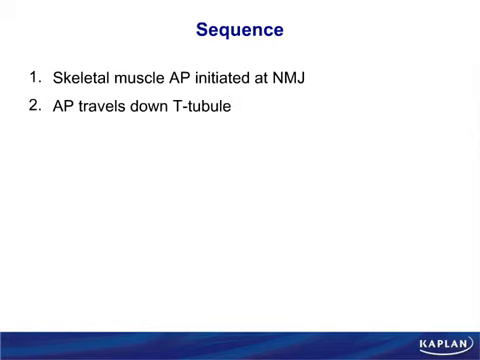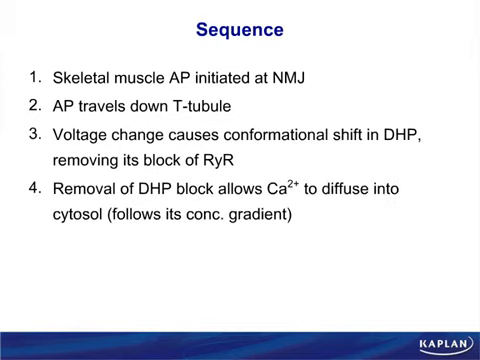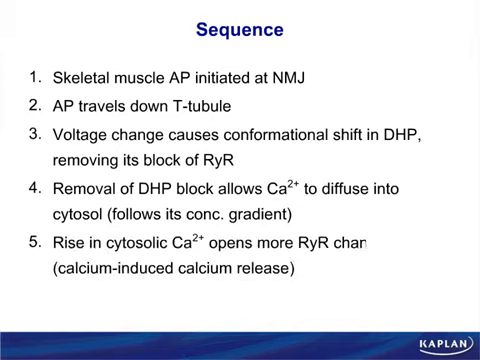This action potential travels down the T-tubule, and this voltage change causes this conformational shift in DHP. Again, DHP is behaving as a voltage sensor. This pops the cork on our champagne bottle. In other words, we remove the block on ryanodine, and the champagne can come flowing out. The champagne is calcium. All it has to do is follow its normal concentration or electrochemical gradient, and we get a flood of calcium coming out. This calcium opens more ryanodine channels. This is called calcium-induced calcium release.